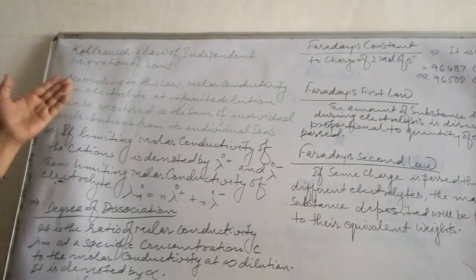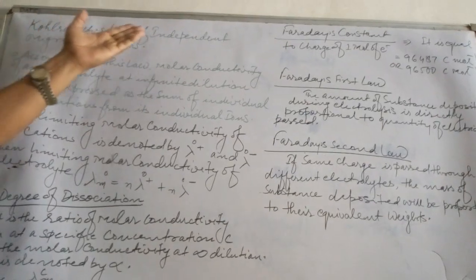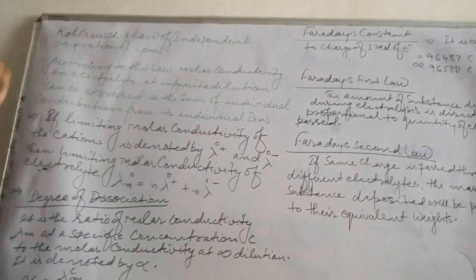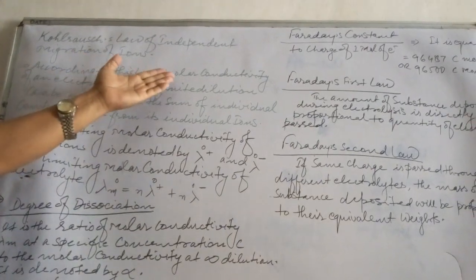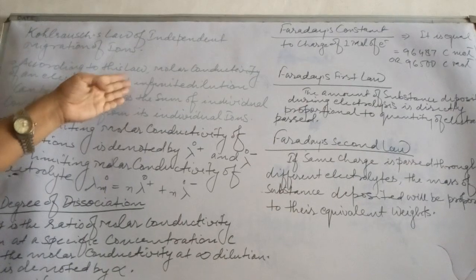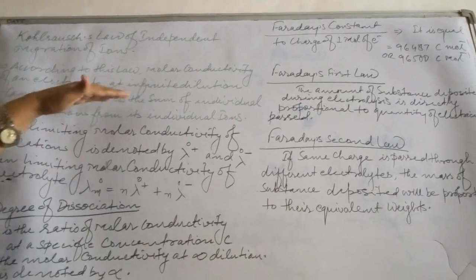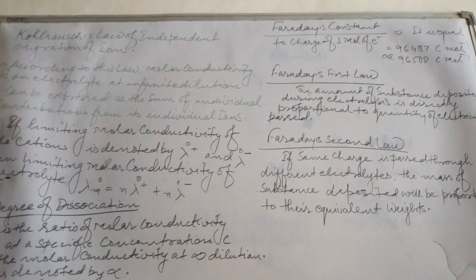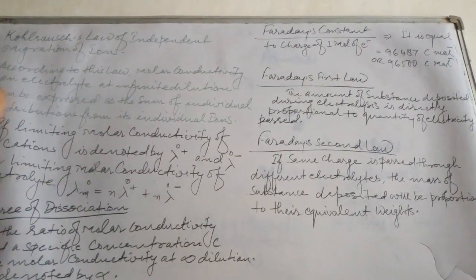Good morning, children. Today I am going to discuss Kohlrausch's law of independent migration of ions. According to this law, molar conductivity of an electrolyte at infinite dilution can be expressed as the sum of individual contributions from its individual ions.